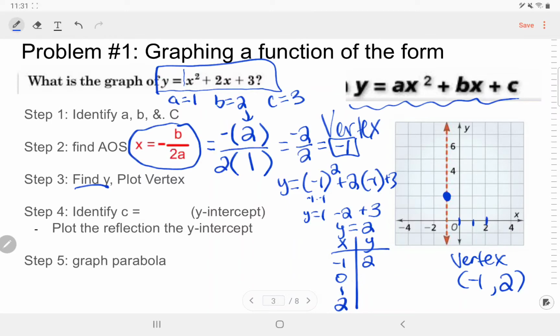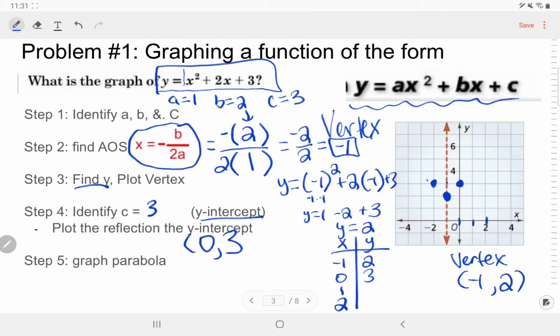Now, we know 0 is the y-axis, so I can identify my y-intercept by just identifying what c is. Since c is 3, I know my y-intercept is going to be 0, 3. Because remember, 0 is going to get put in for our x values, and those are all going to cancel out, and we'll just be left with positive 3. So I can plot that point at 0, 3. And then remember, when you're graphing, since this point on the y-axis is only one spot away from the axis of symmetry, I can plot a reflection point on the other side.